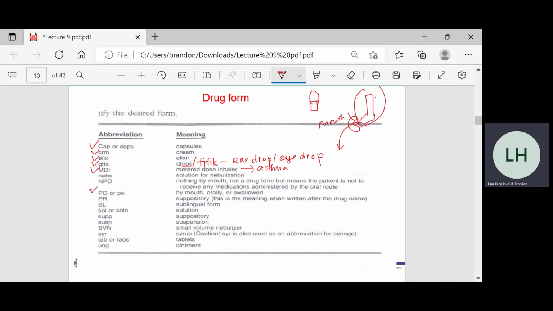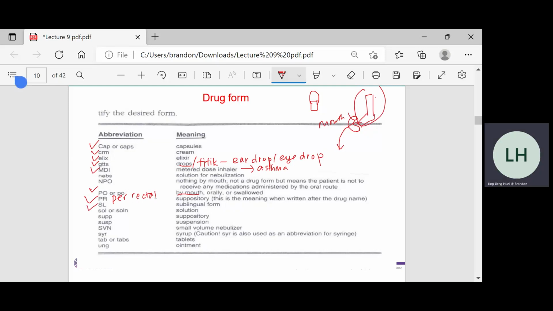And then we have PO, important. PO means by mouth. Okay. Menerusi mulut. Contohnya kamu telan, kamu kunyah, kamu apa lagi ya? Minum. Okay. So all this is considered PO. Per oral. Okay. Per oral means by mouth. Menerusi mulut. Okay. The next one is PR. PR means per rectal. Okay. Per rectal means menerusi dubur. Per rectal.